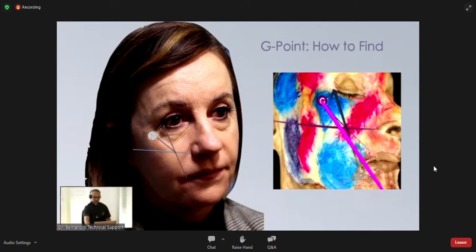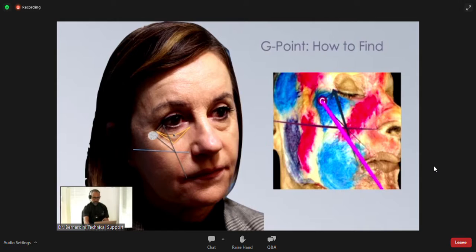Then I draw the defect. It's considered as a V deformity, so I draw both arms of the V. They meet at the deepest part of the meat of the cheek, in the apex of the V deformity right there. And I also draw the upper limit of this triangle, which corresponds to the inferior orbital rim.